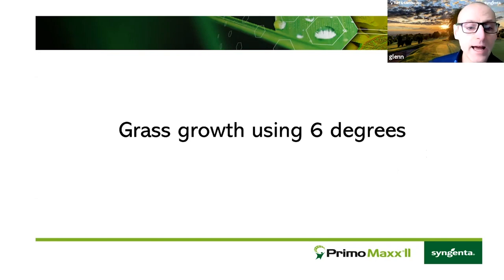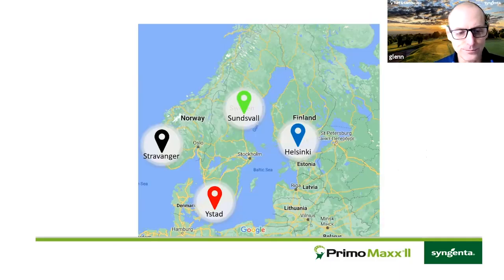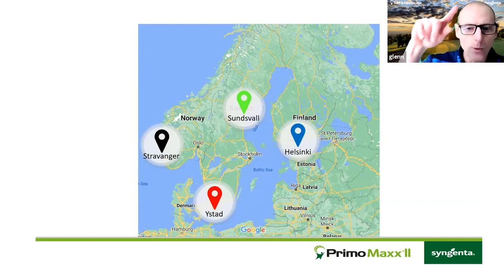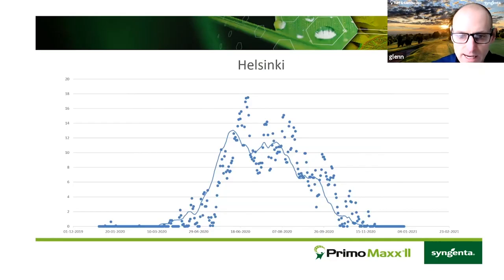So we're going to have a little look here at how we can use GDD to measure grass growth. So what we're going to look at is using 6 degrees as a base temperature. I've taken some data out of the Greencast website and I've looked at 4 sites. Forgive me if I pronounce these incorrectly, but we've got Stavanger, Sundsvall, Helsinki, and Ystad. So we've got 4 areas. I thought it'd be really interesting to look at, using growth degree days, how we can map what your turf is doing through last year.